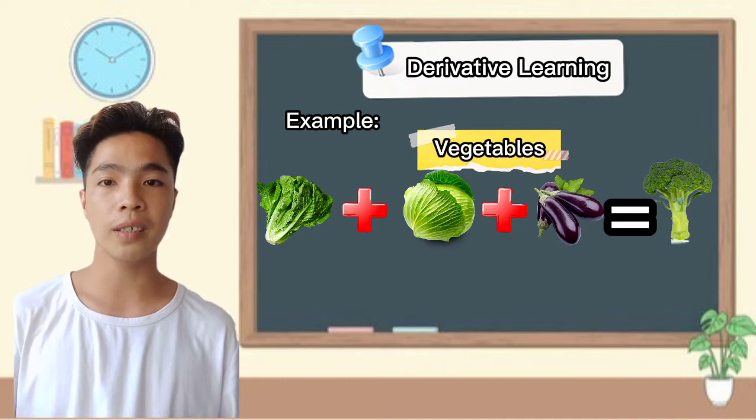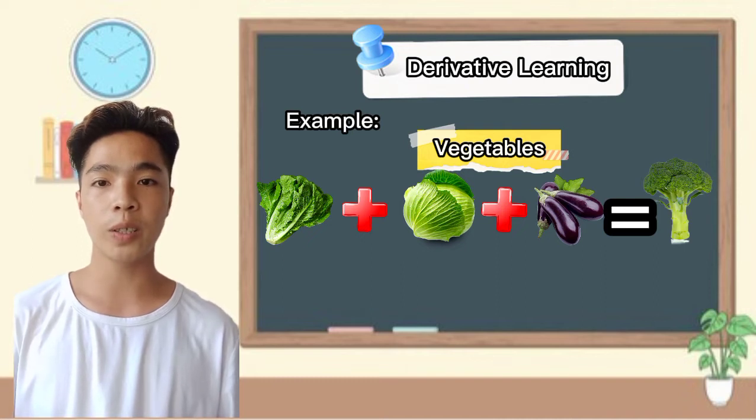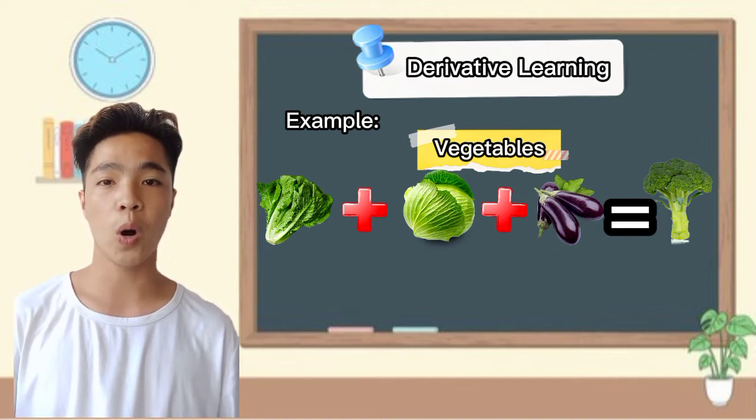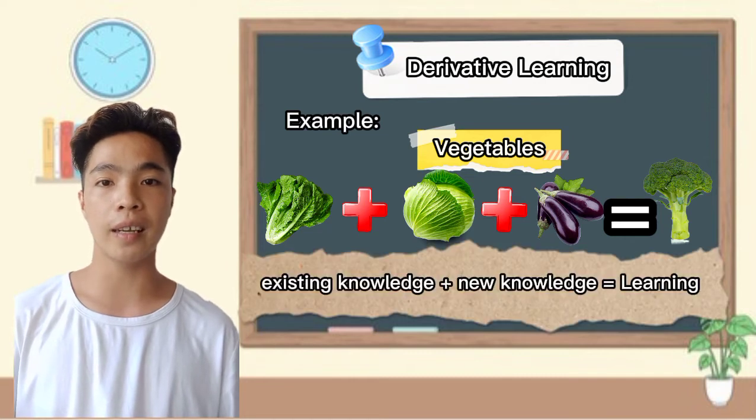You are not familiar with this, but you already know that this is also a vegetable because it fits your existing knowledge of vegetables, and that is your new knowledge. So, in other words, if you combine your existing knowledge with your new knowledge, it will result in learning. And that is what derivative learning, or derivative subsumption, is.